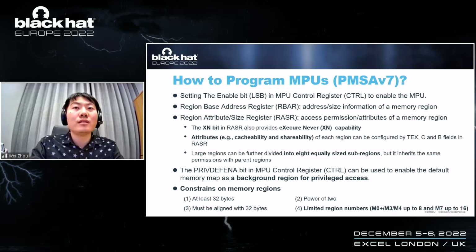We can also see there are some constraints for the memory ranges. First, the range must be at least 32 bytes, and the size must be a power of 2 and aligned. And the most important constraint is the number of ranges, which is up to 8 for the ARM Cortex-M series.